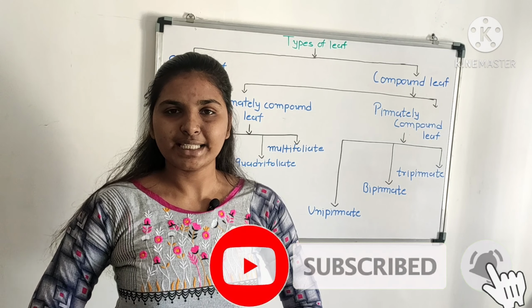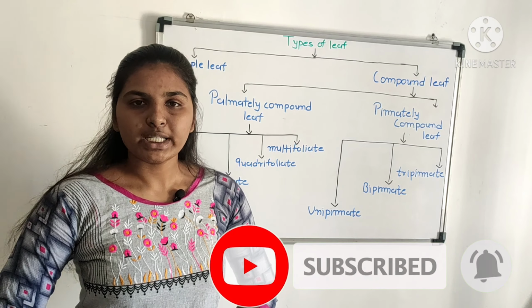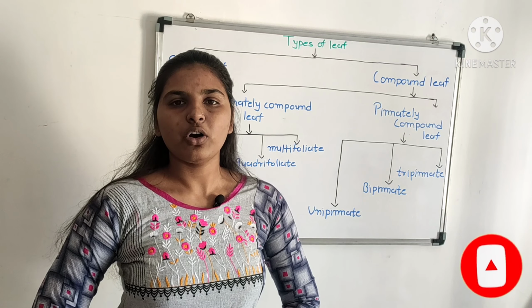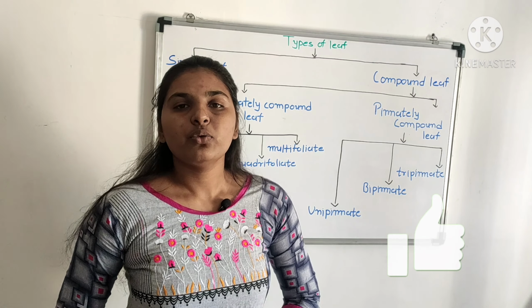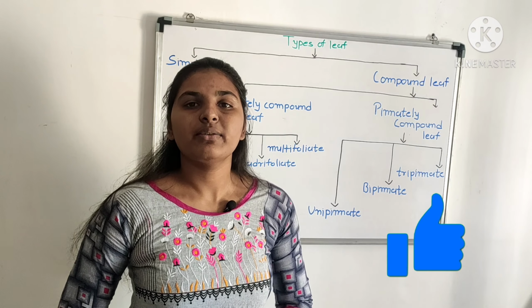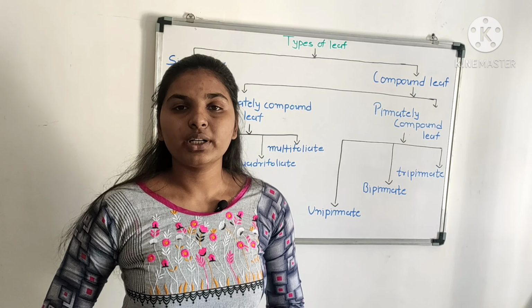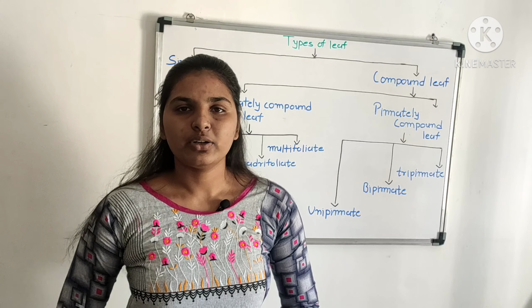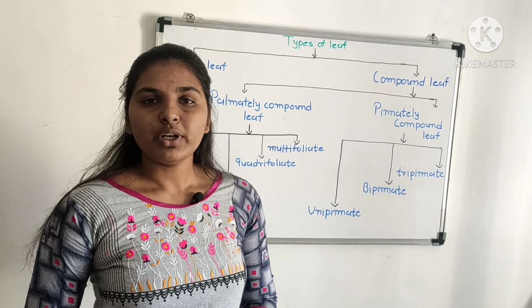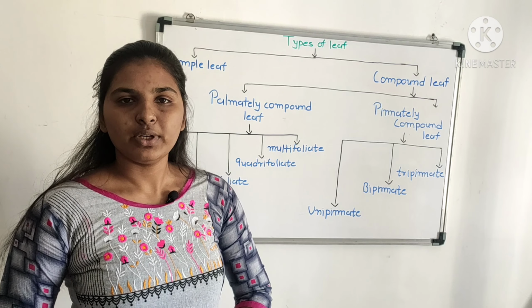Today our topic is types of leaf. First of all, what is a leaf? A leaf is the main part of a plant, and it does photosynthesis, respiration and many other things. And also the leaf provides food and water to other parts of the plant. Okay, so now we start our topic, types of leaf.